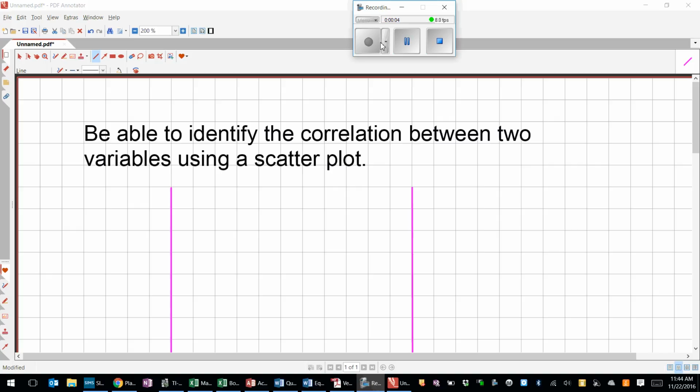Right. Okay. Now, what we're talking about is scatter plots. You told me you've already done it. We're talking about correlation between two variables. Have you already talked about correlation? No? Okay, so we can talk about that too. I've written in the objective: be able to identify the correlation between two variables.